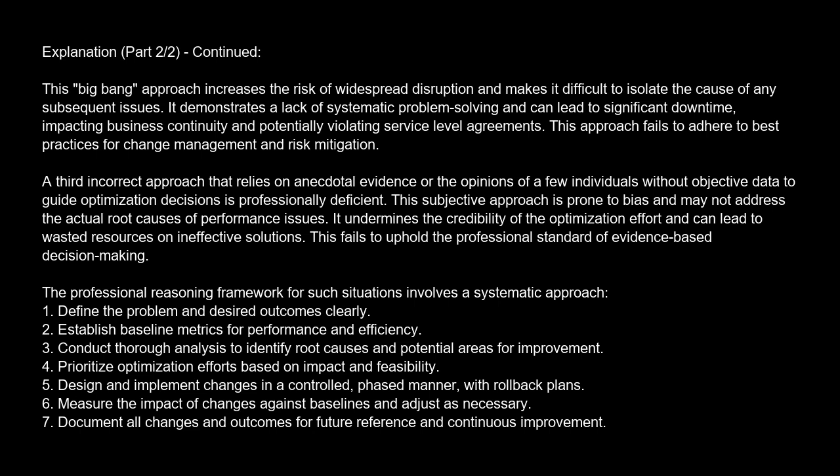1. Define the problem and desired outcomes clearly. 2. Establish baseline metrics for performance and efficiency. 3. Conduct thorough analysis to identify root causes and potential areas for improvement. 4. Prioritize optimization efforts based on impact and feasibility. 5. Design and implement changes in a controlled, phased manner with rollback plans. 6. Measure the impact of changes against baselines and adjust as necessary. 7. Document all changes and outcomes for future reference and continuous improvement.